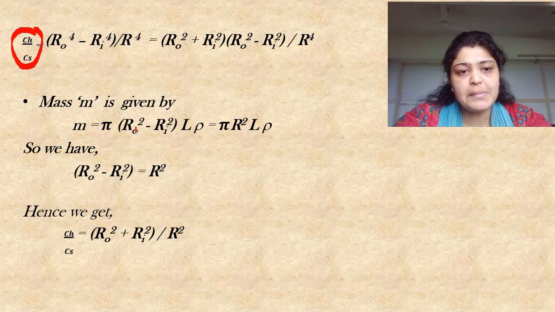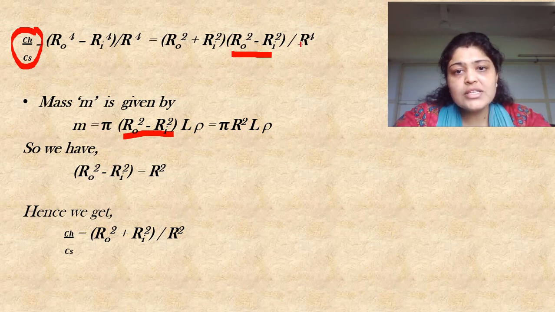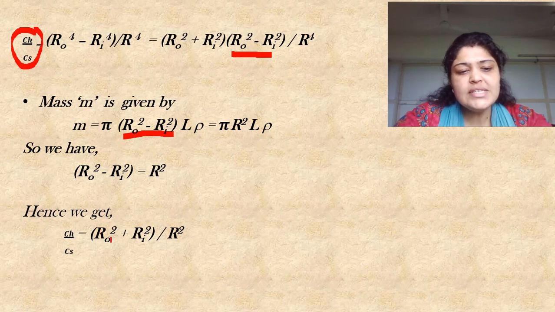So on that basis, the mass of the cylinder can be written as, for a hollow cylinder, pi Ro square minus Ri square L rho, and for a solid cylinder it can be written as pi r square L rho, but we have considered the mass of both the cylinders to be same. So based on this equation, pi L rho is a common term. We can compare that Ro square minus Ri square is equal to R square. Substituting Ro square minus Ri square equal to R square here, one R square term will be eliminated from the denominator, and so we have CH upon CS is equal to Ro square plus Ri square upon R square.